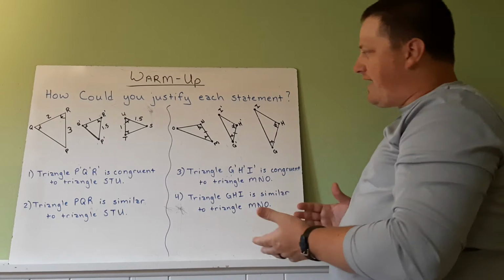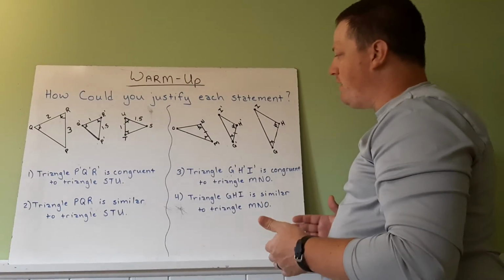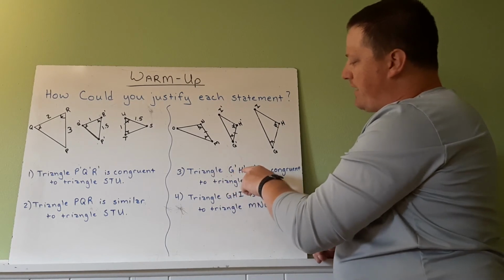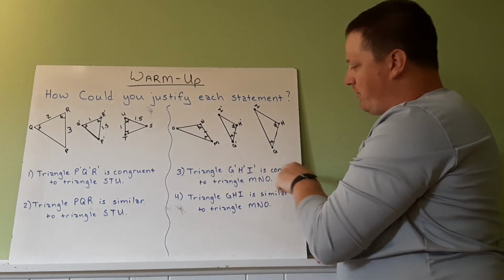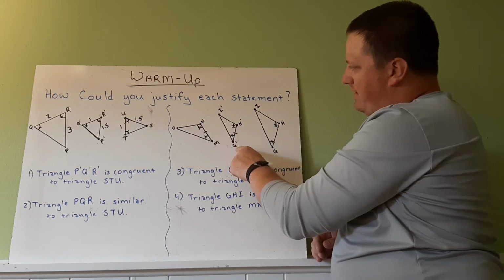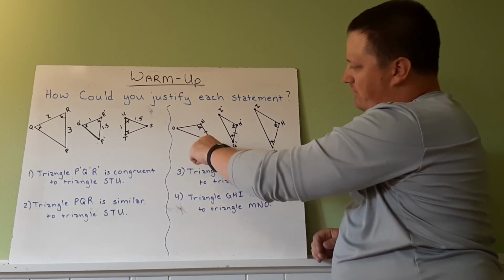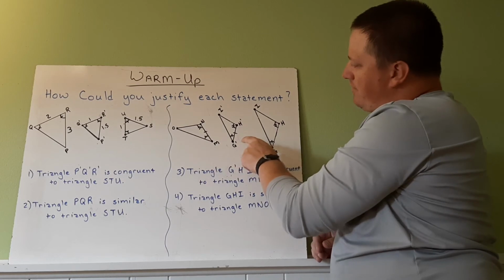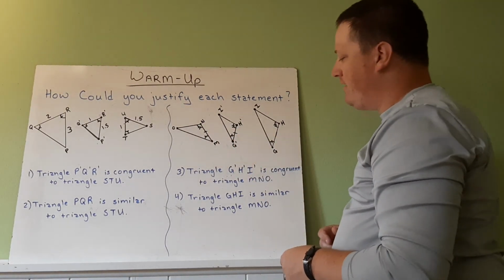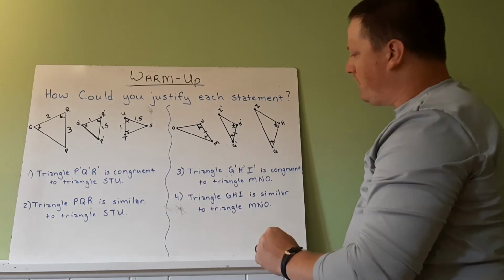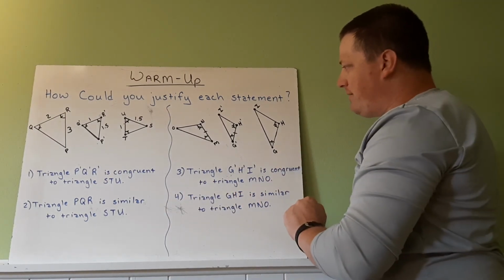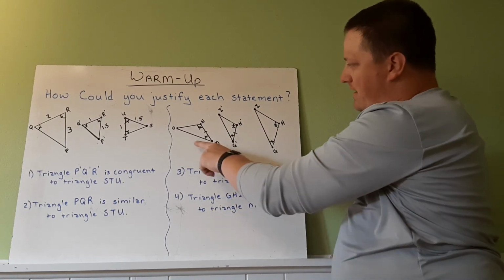Then we have the exact same idea going on in the second one, just in a little bit different order. Triangle G prime, H prime, I prime is congruent to triangle MNO. So G prime, H prime, I prime right here is congruent to MNO. Please look at the angles and what's congruent and the sides. And then in 4, we have triangle GHI is similar to triangle MNO.